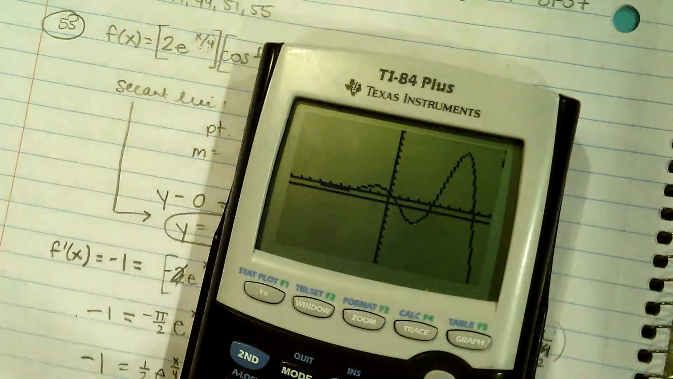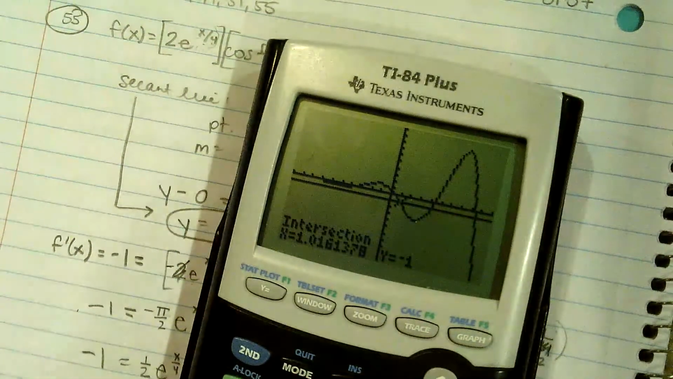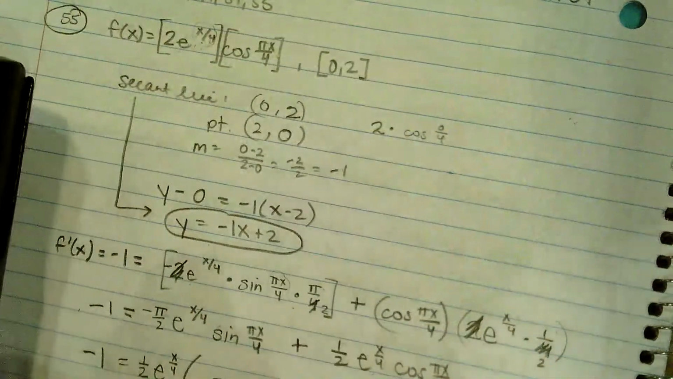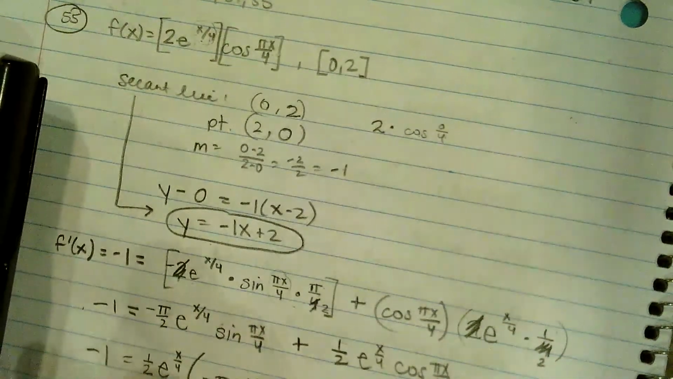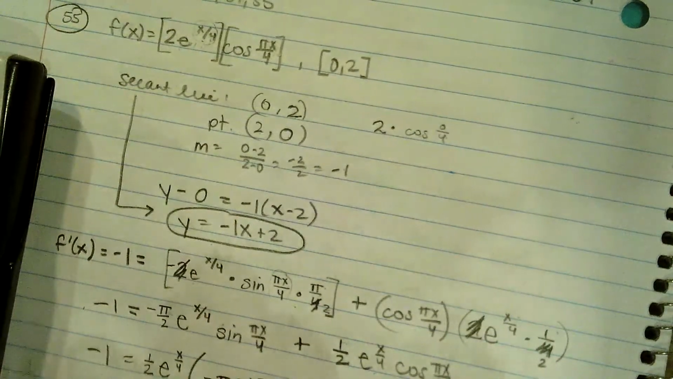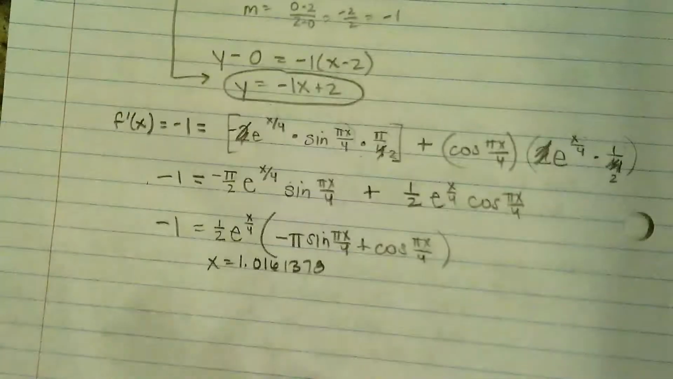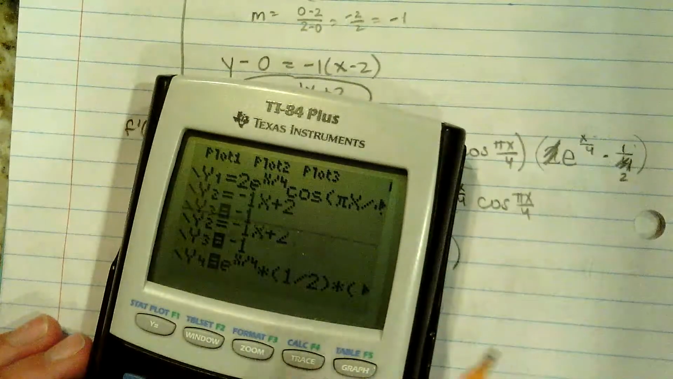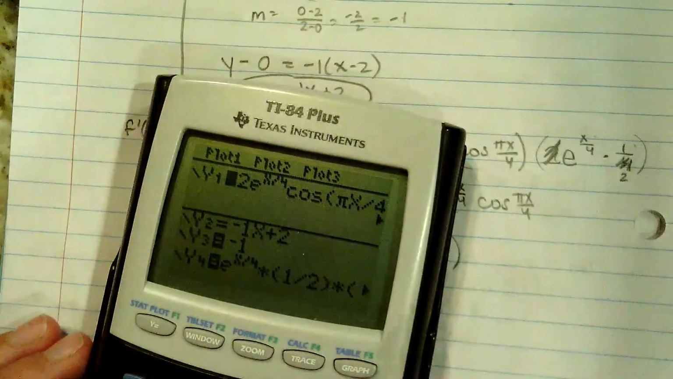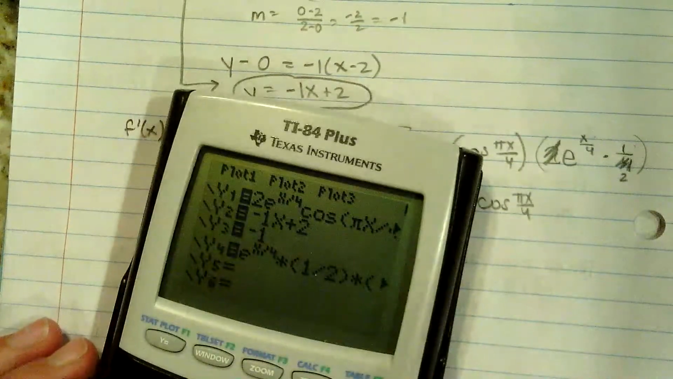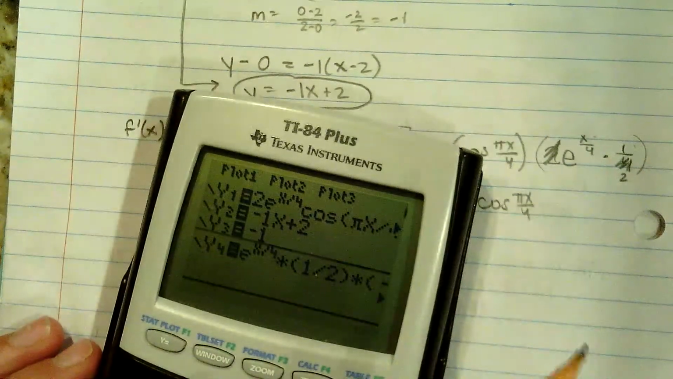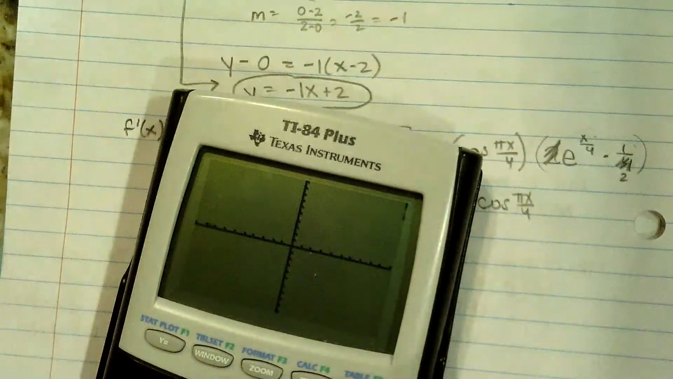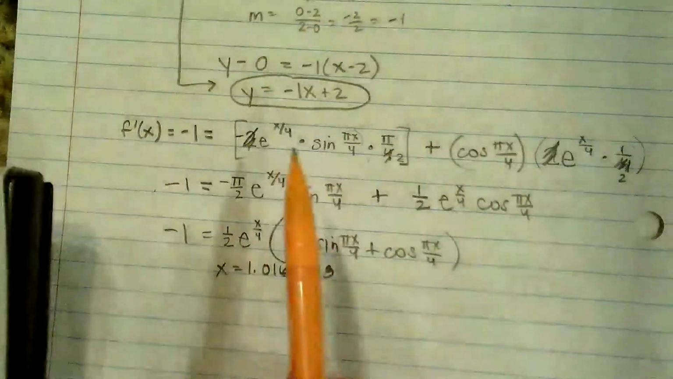So it is happening at an x coordinate of 1.016. Okay. So that's where the place is on my graph. So if I go back to my original function, get rid of that, oops, and get rid of that. It's happening at this x coordinate.